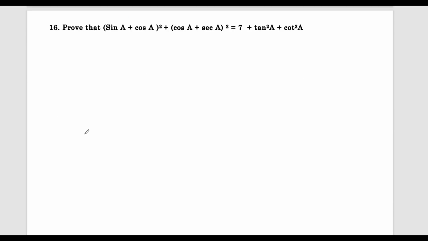Moving to the next question, a very important question for 3 marks. Prove that (sin A plus cosecant A) whole square plus (cos A plus secant A) whole square equals 7 plus tan square A plus cot square A. I've already told you, the first step is always to write the LHS. What is the LHS here? (Sin A plus cosecant A) whole square plus (cos A plus secant A) whole square.